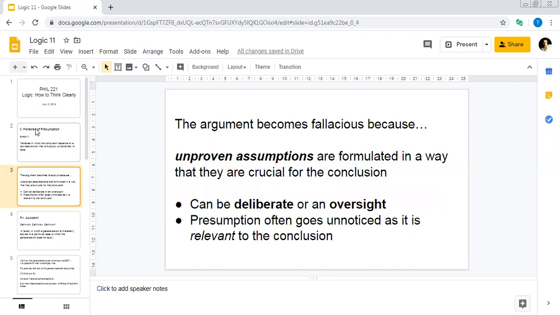Okay, so they can be deliberate or they can be an oversight, which means it could be a mistake on the part of the person who's making the argument, or it could also be deliberate, in the sense that someone can include them intentionally. We'll see some examples and it will be more clear. But nonetheless, often these fallacies go unnoticed because all these assumptions are relevant to the conclusion, right? They're put in such a way that the argument entirely depends on these assumptions, but it goes without saying that they are incorrect.